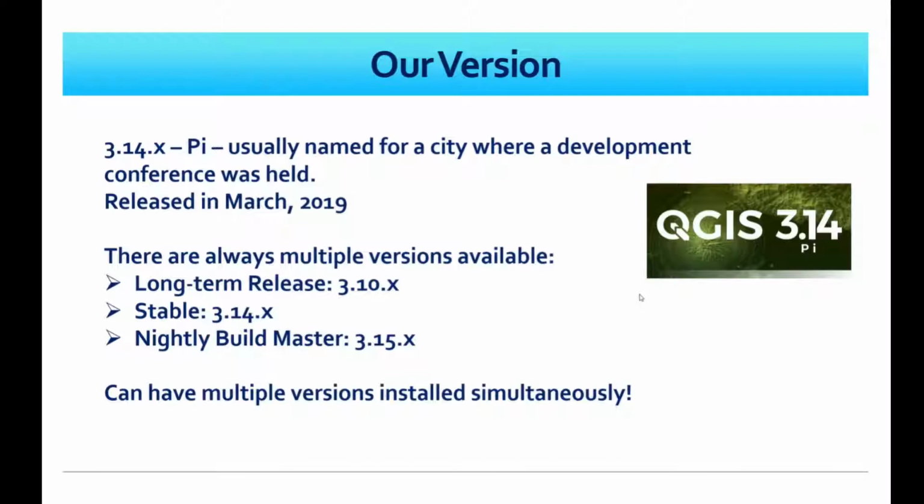So there are always multiple versions of QGIS available. We're going to be using one called the stable release, 3.16. There's also usually a long-term release, which is currently 3.10. There's also a nightly master. You can actually install every single day the nightly version of QGIS with the very current changes to it. And I wouldn't recommend that. For most people, we recommend they use either the long-term release or the stable release. But on a Windows machine, you can actually have all three of these running simultaneously without any conflicts.